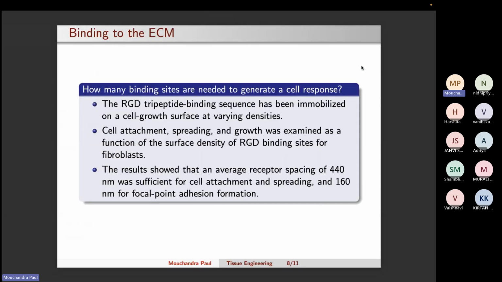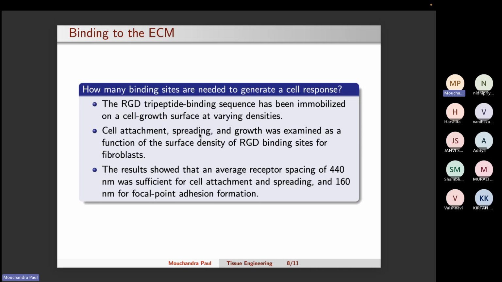Now, how many binding sites are needed to generate a cell response? So the RGD tripeptide binding sequence, people have immobilized them, through covalent bonds or through hydrogen bonds, etc. People basically conjugate this RGD peptide with synthetic polymer chains, and modify the surface in such a way that the cells can grow on it. And people have done it at various densities, like per centimeter square there can be 10 RGD peptides or 100 RGD peptides, and they have studied their effect and tried to understand how many such cell binding sites are needed to generate a cell response.